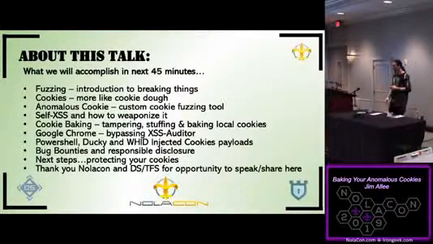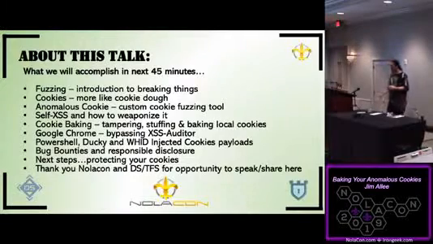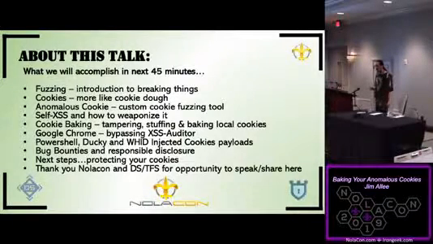Over the next 45 minutes we're going to cover fuzzing a little bit, how to break things. A little bit about cookies, a script I wrote to fuzz them, self-XSS and how to actually weaponize it, something I call cookie baking. We'll talk about Google Chrome and how they handle their cookies at rest, some PowerShell, Ducky scripts, and injectors. We'll also talk about bug bounties a little bit, that process, and how to protect your cookies going forward.